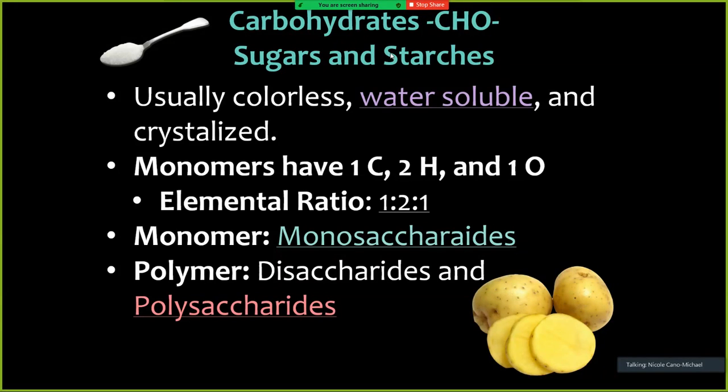All right, so carbohydrates. CHO: carbon, hydrogen, oxygen. Common carbohydrates include sugars, literally the sugar you eat. Yes, that sweet stuff is a carbohydrate. And starches. Starches are what we call complex carbohydrates. Think potatoes, think grains, think breads.